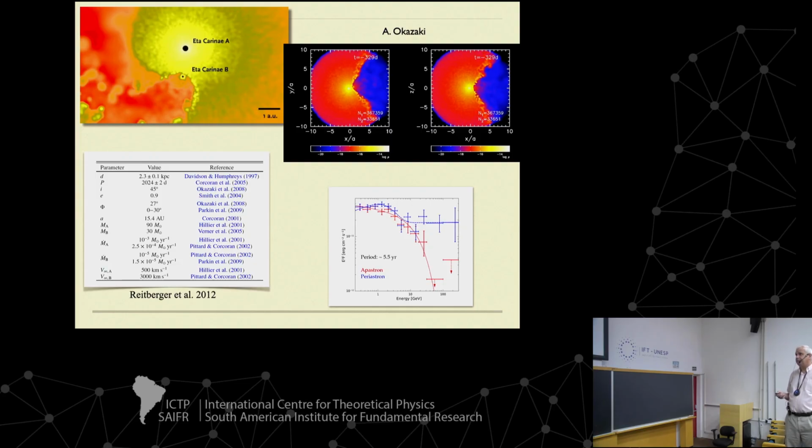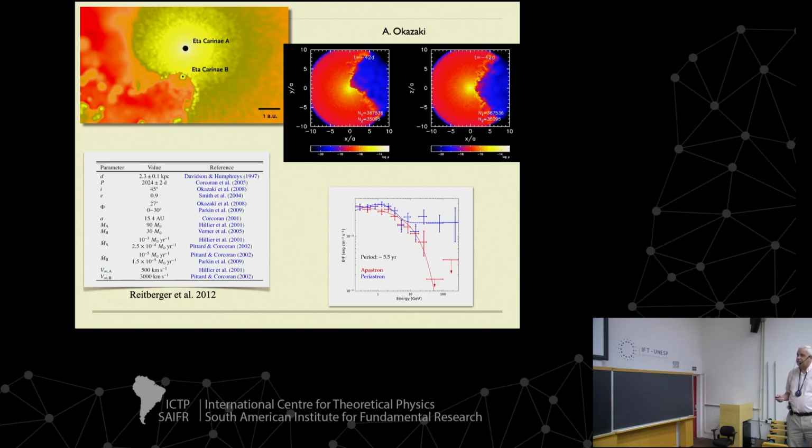And here you have the basic information about this amazing system. So, for instance, the orbital period is about 2,000 days. The last conjunction, I think, was a few years ago. The inclination angle is 45 degrees. The eccentricity is high, 0.9. And the mass of the primary star is 90, as I mentioned, solar masses, and the secondary star is 30 solar masses. And pay attention to this number.